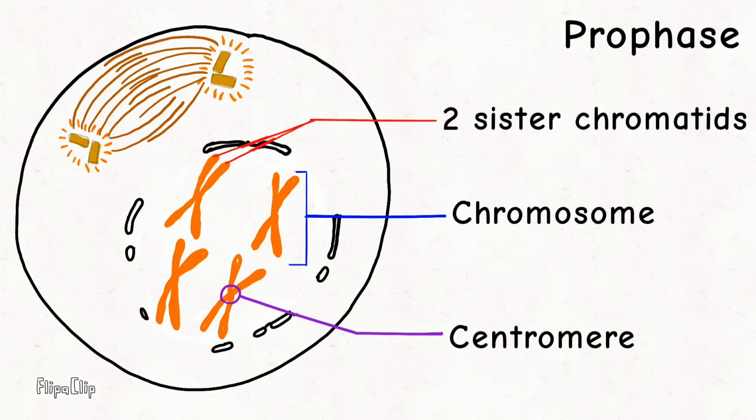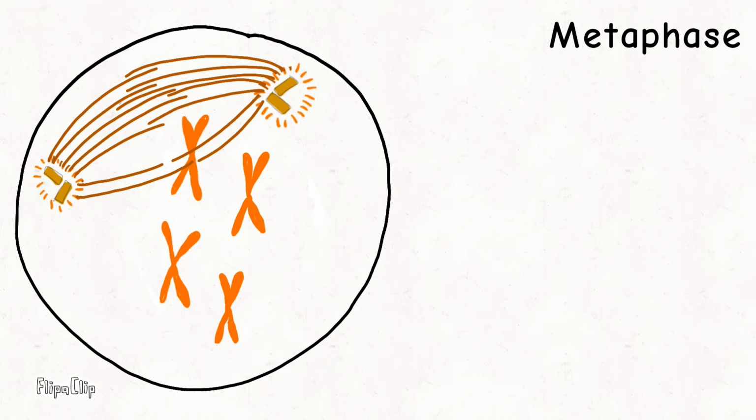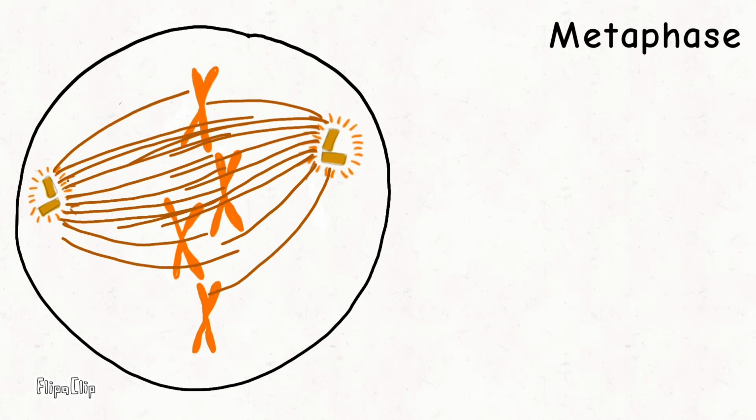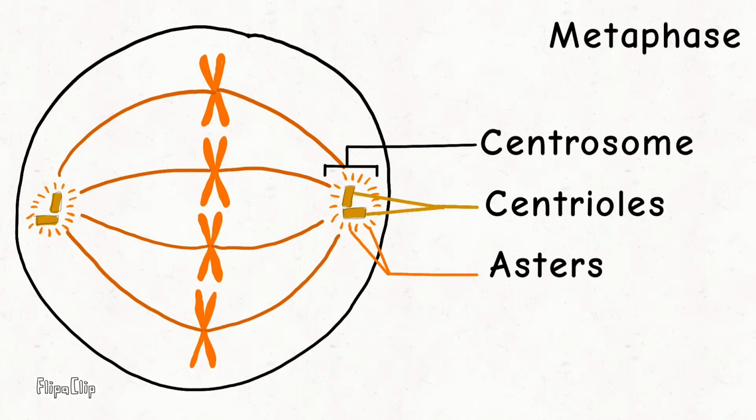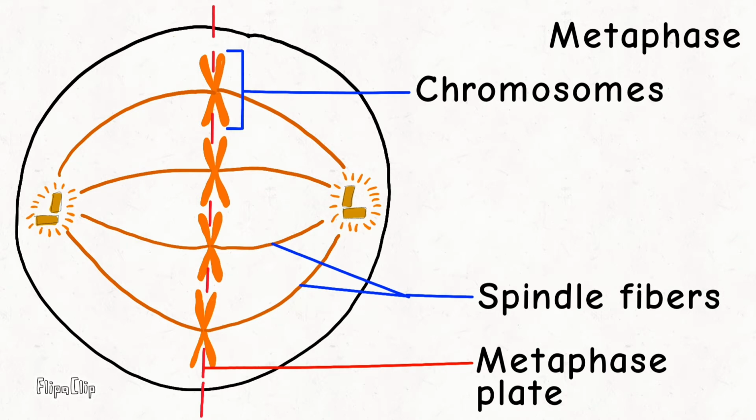In the second stage of mitosis, which is metaphase, both centrosomes will arrive at the opposite poles of the cell. Each chromosome will have spindle fibers attached to its centromere coming from the opposite centrosome. At the end of metaphase, all chromosomes will become aligned at the equator of the cell, known as the metaphase plate. Notice that all chromosomes are aligned individually along the metaphase plate.